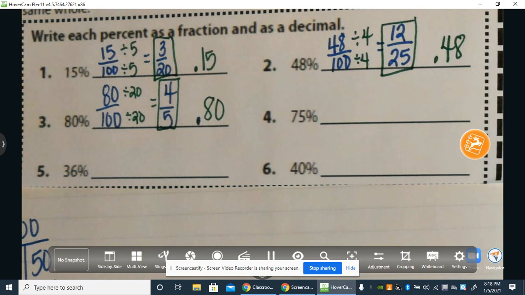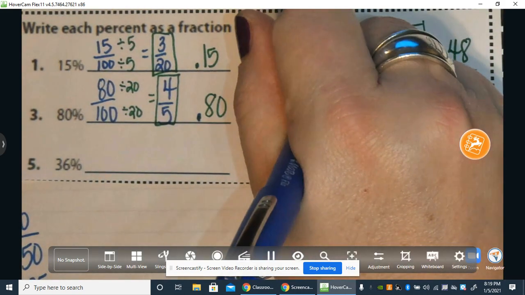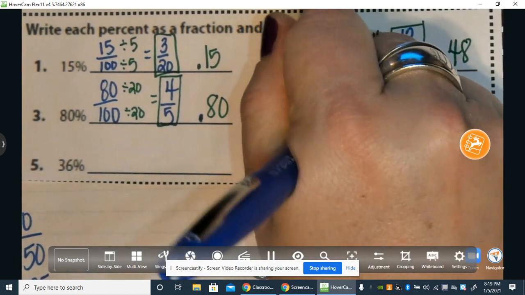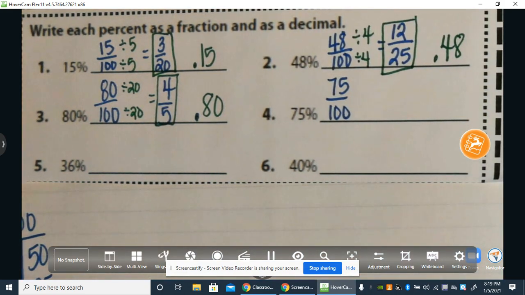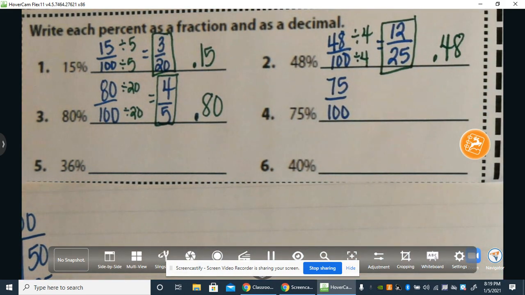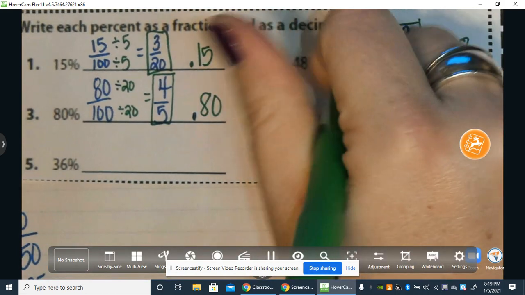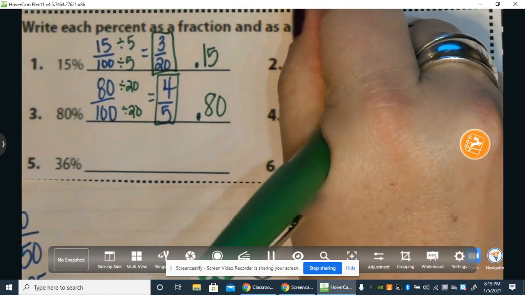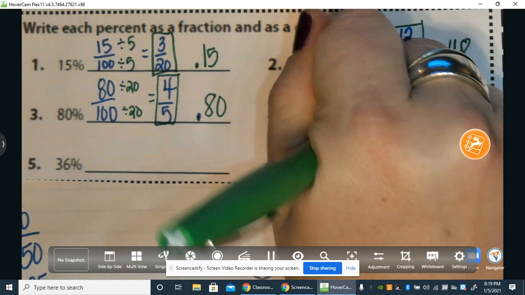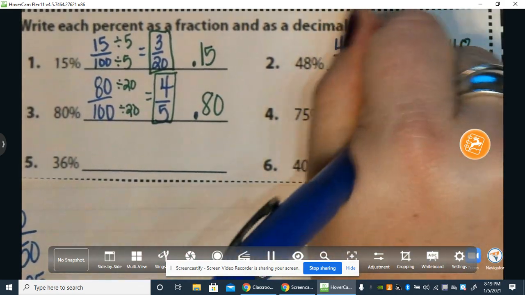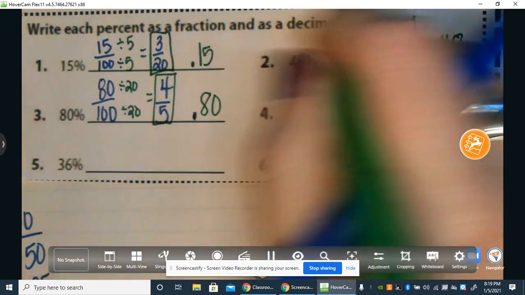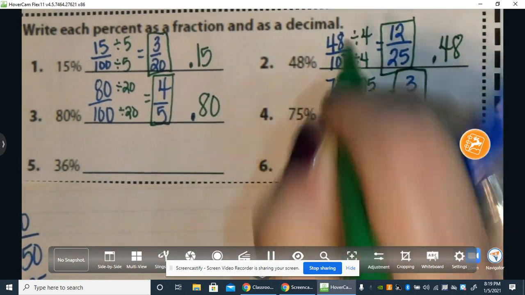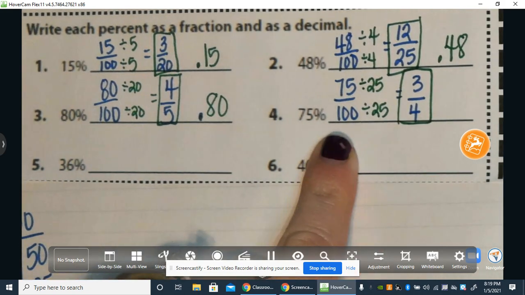Okay, number 4, 75 hundredths. That's 75 over 100 is how I would write that 75%. 5 would be a number I can take out. However, I know that 3/4 equals 75 cents, and 75 cents and 100 cents share a factor of 25. So I can divide them both by 25, which gives me 3/4, which is the simplified fraction of 75 hundredths.